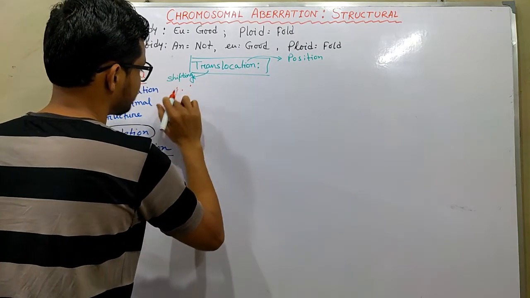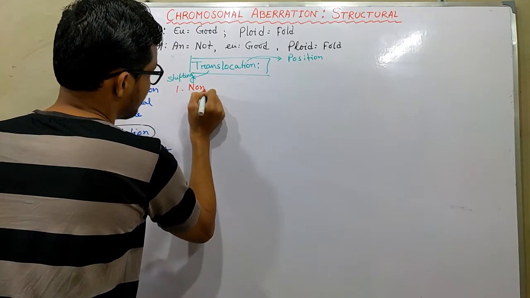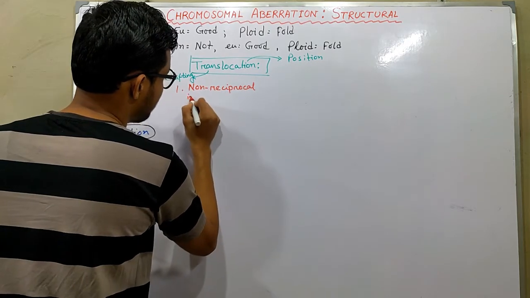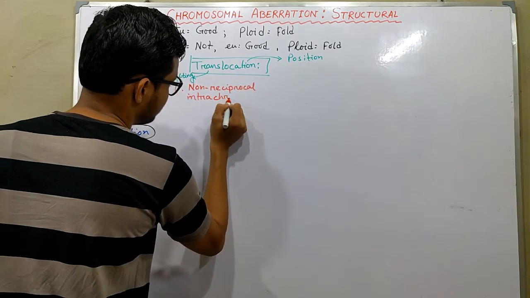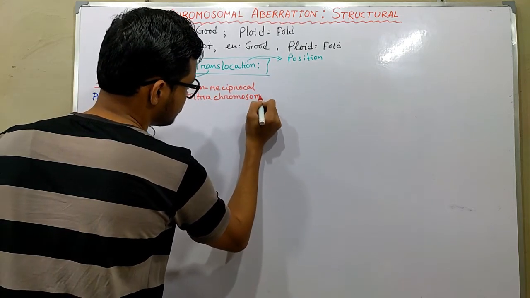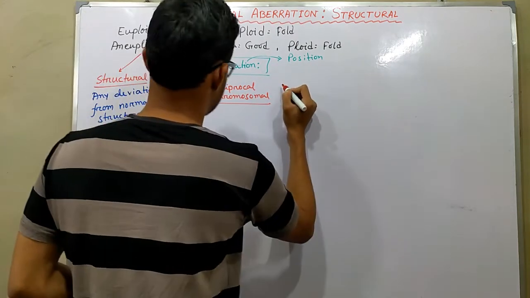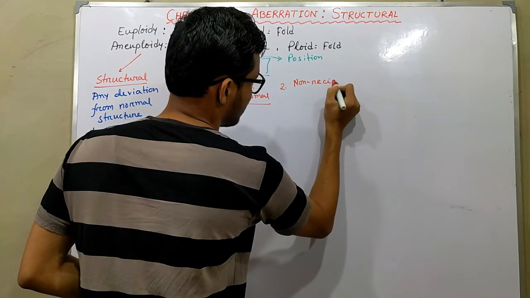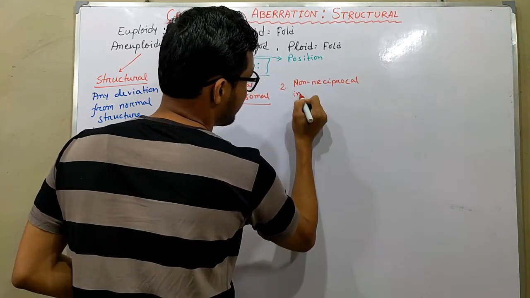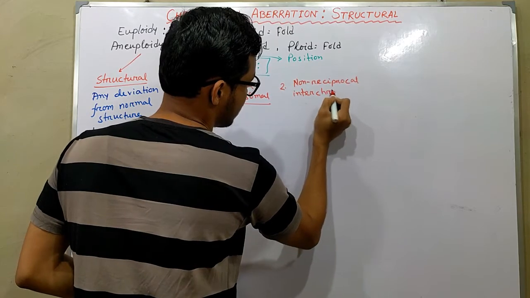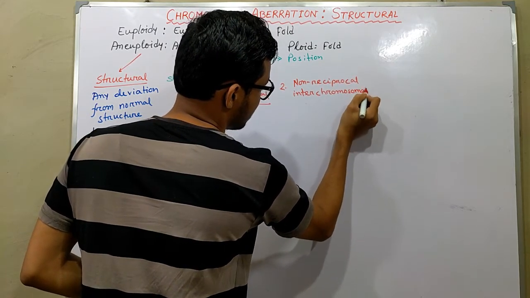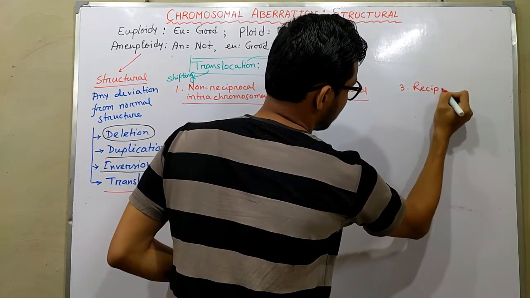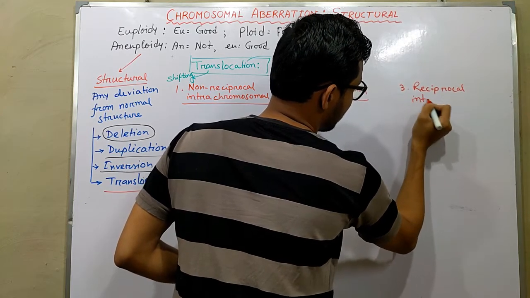One is non-reciprocal intrachromosomal, the next one is non-reciprocal interchromosomal, and the third one is reciprocal interchromosomal.